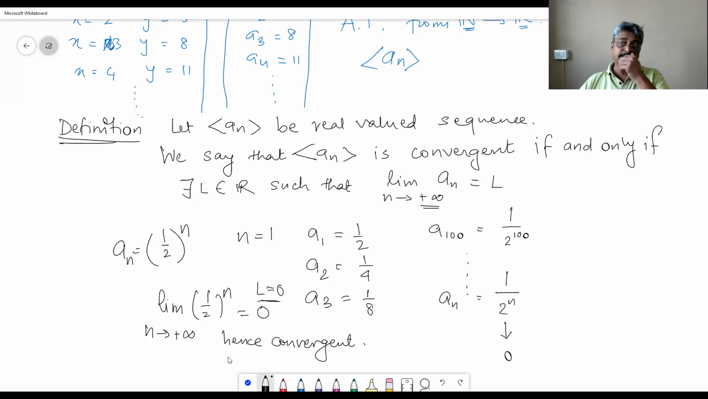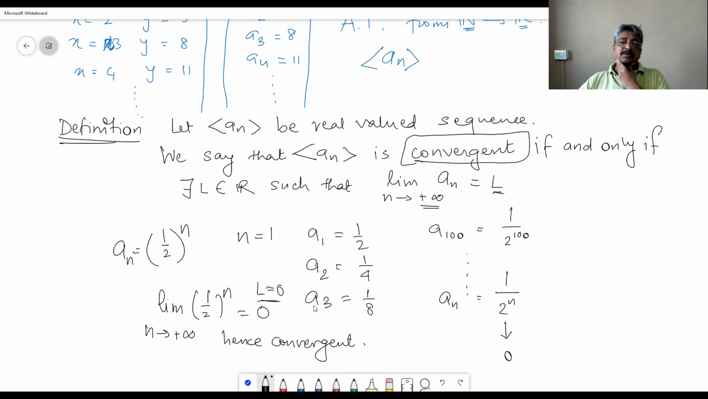Do you understand? You can have several examples like this, and it need not be convergent to 0. It may be convergent to some other value. So that is the meaning of convergent: the eventual values are going to go towards that number, and it is a real number. Do you understand this definition?